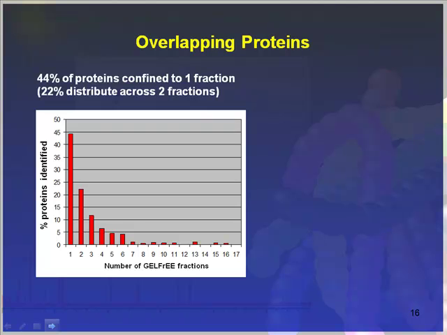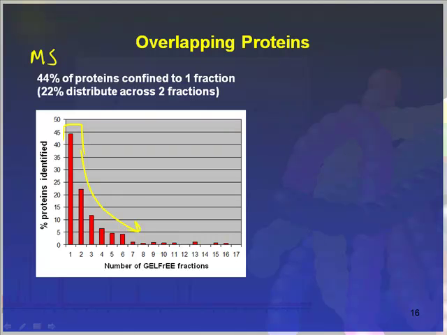The overlap between the proteins from successive fractions is also assessed with mass spectrometry. And using MS, we can confirm that we see 44% of the proteins confined to one fraction, and then a further 22% of them are distributed across two fractions. So, in other words, most of the proteins are seen in one or two fractions, and things drop down exponentially from there.